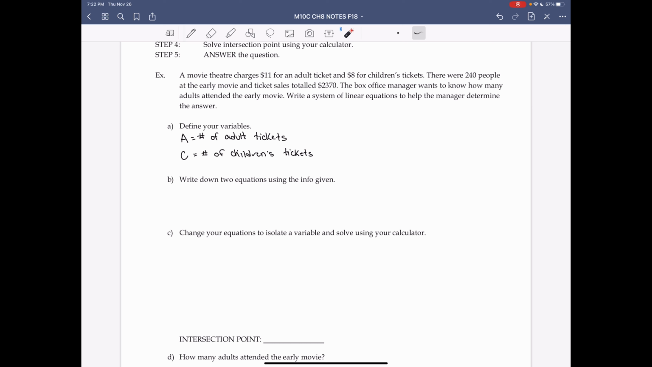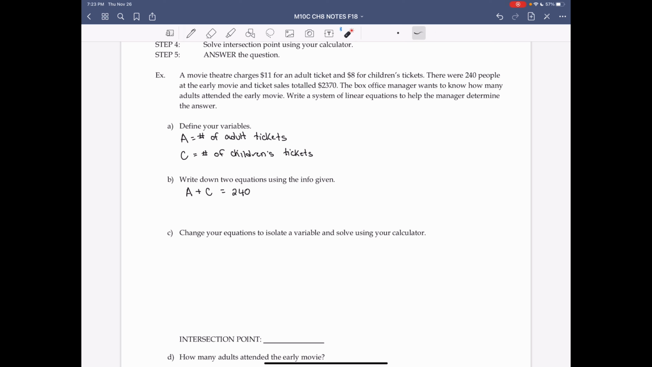Well, remember that our variables are the number of tickets for adults and the number of tickets for children. If we add those together, we would get the total number of tickets. So A plus C equals the total number of tickets sold, or the total number of people who saw the movie, which is 240. That's one of our equations.